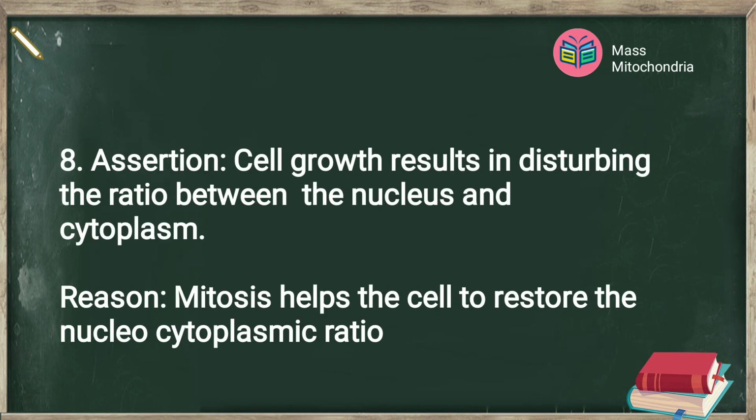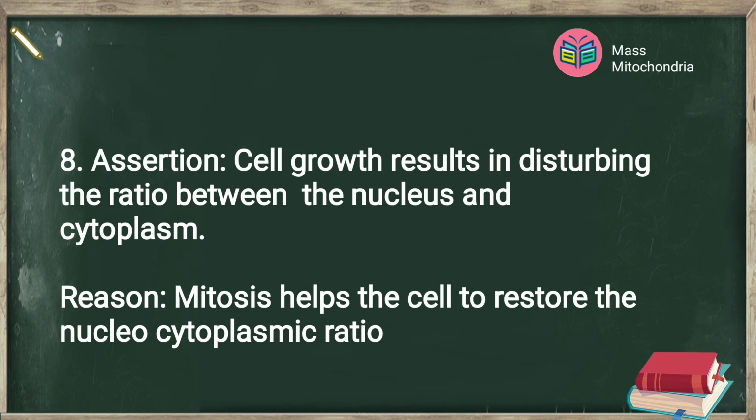Question number 8. Assertion: Cell growth results in disturbing the ratio between nucleus and cytoplasm. Reason: Mitosis helps the cell to restore the nucleocytoplasmic ratio.